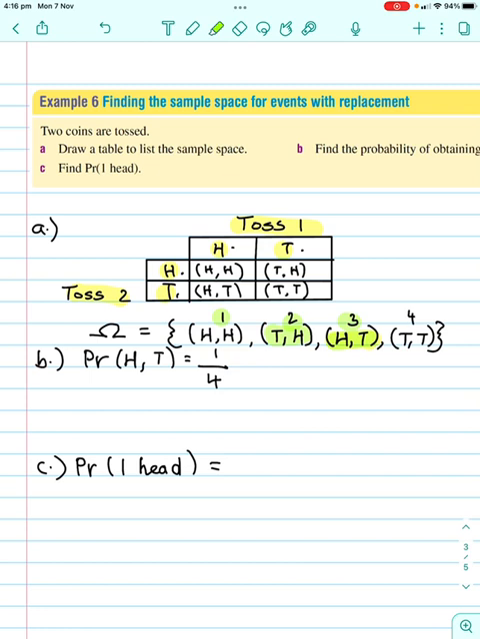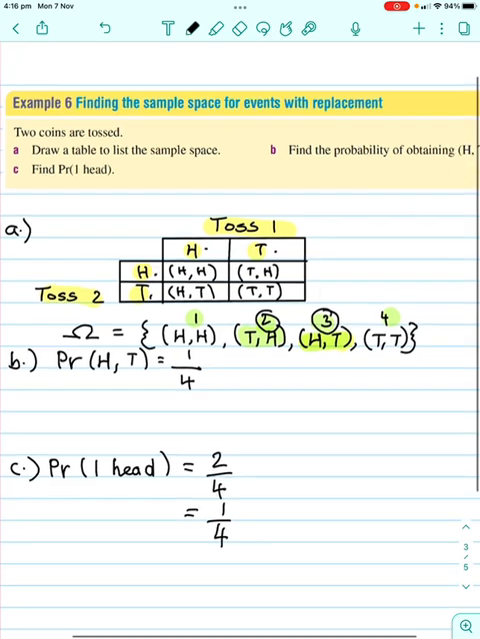Whoops. Nope, don't want to highlight that. Delete. So we still have a total of 4 outcomes, but now we have 1, 2. We can then simplify this down to a quarter. So we're able to find our probabilities and sample space quickly using our tables or arrays.